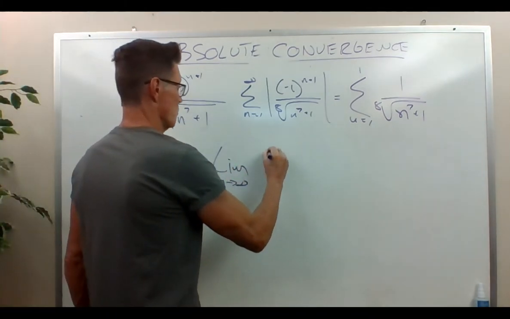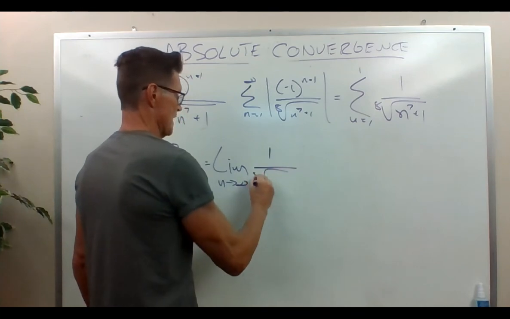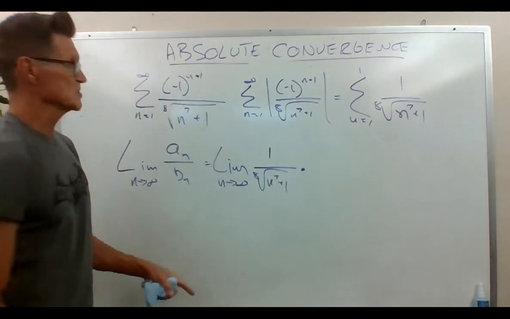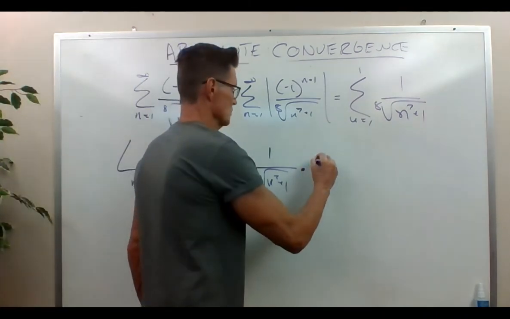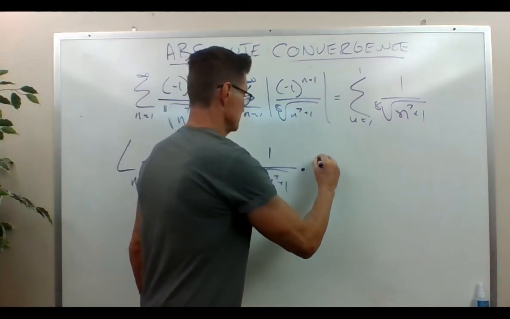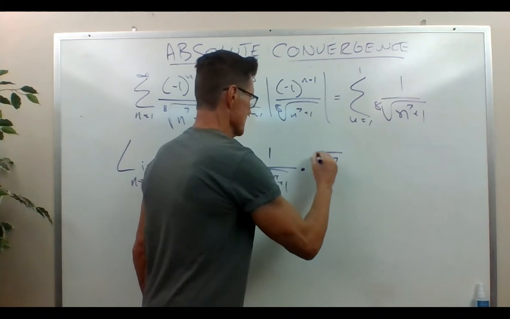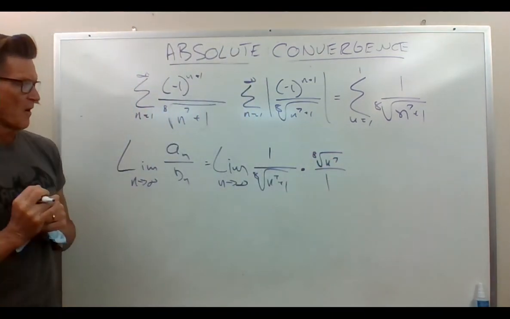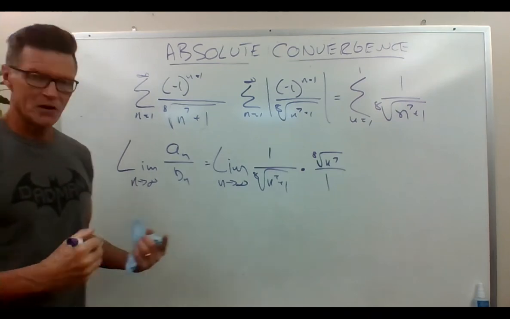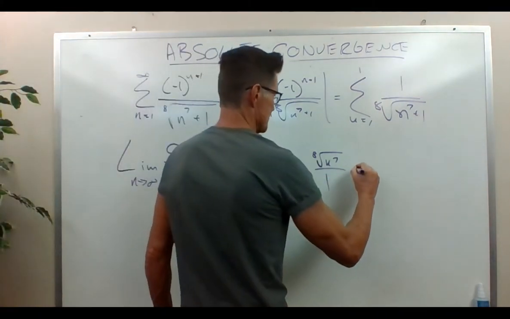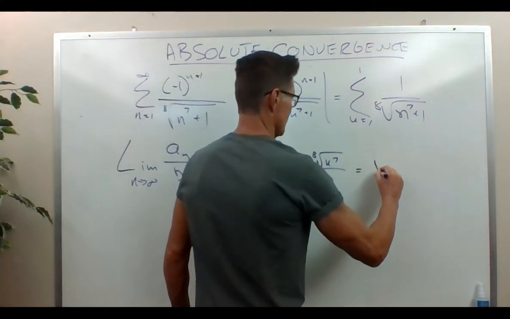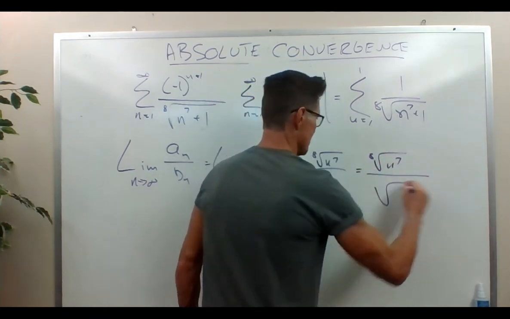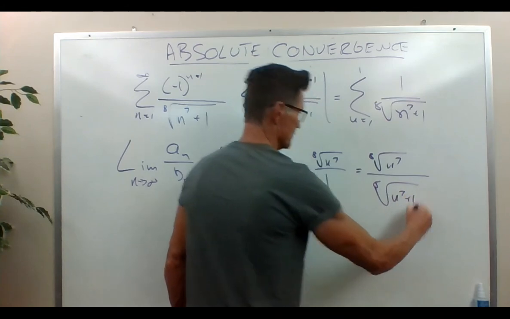So that's going to be 1 over the 8th root of n to the 7th plus 1 times the reciprocal, which would be n to the 7/8 over 1. Okay, and so now when we multiply these together, we essentially get the 8th root of n to the 7th over the 8th root of n to the 7th plus 1.